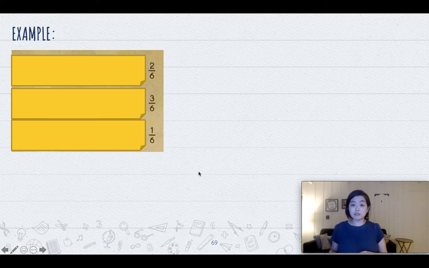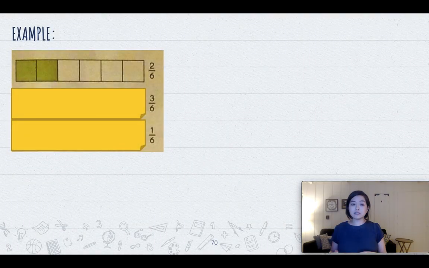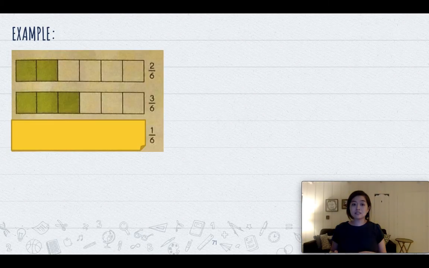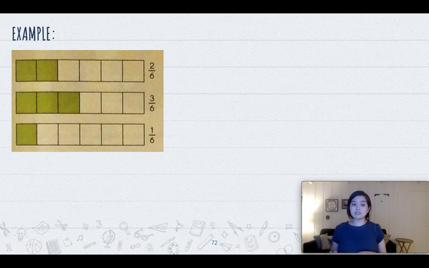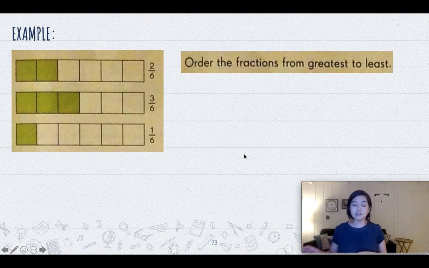What would the models look like? Well, 2/6 looks like this, where there's 2 parts shaded out of the 6 parts total. 3/6 looks like this, where there's 3 parts shaded out of the 6 parts total. 1/6 looks like this, where there's 1 part shaded and 6 parts total. Notice they have the same size whole. Okay, because they have the same size whole, we can easily compare the fractions by looking at the models.